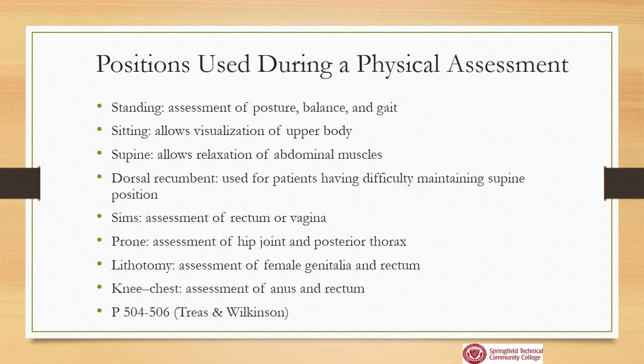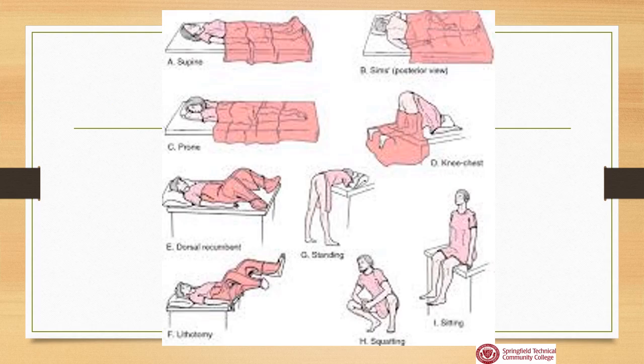All of these positions are important for you to know, and you can go to page 504 to 506 of your Potter and Perry book and see them, and please know them. This is just a little picture with some of those different positions. As you can see, the Sims is in the upper right-hand corner where the patient is lying on their side, so you do have a good way to assess the patient's backside.